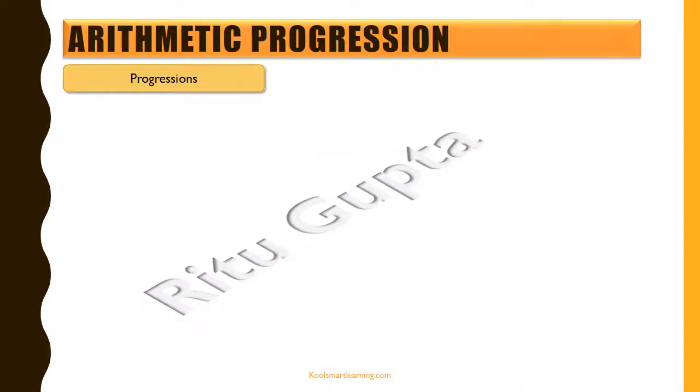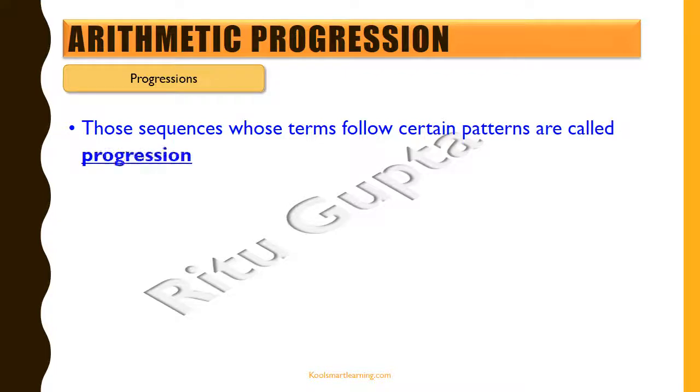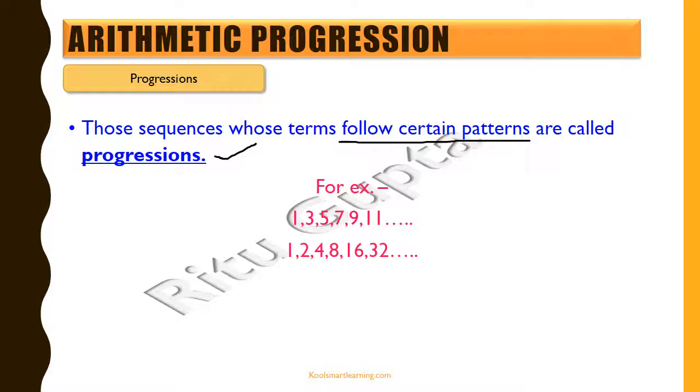Now let's understand what are progressions. Those sequences whose terms follow a specific pattern, where there is a certain pattern between the different terms, are called a progression. For example, 1, 3, 5, 7, 9, 11; 1, 2, 4, 8, 16, 32; and 1, 4, 9, 16, 25, 36, 49.